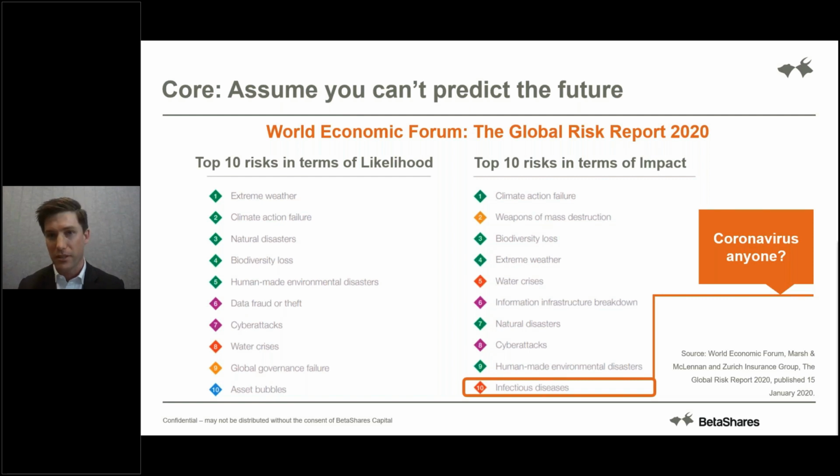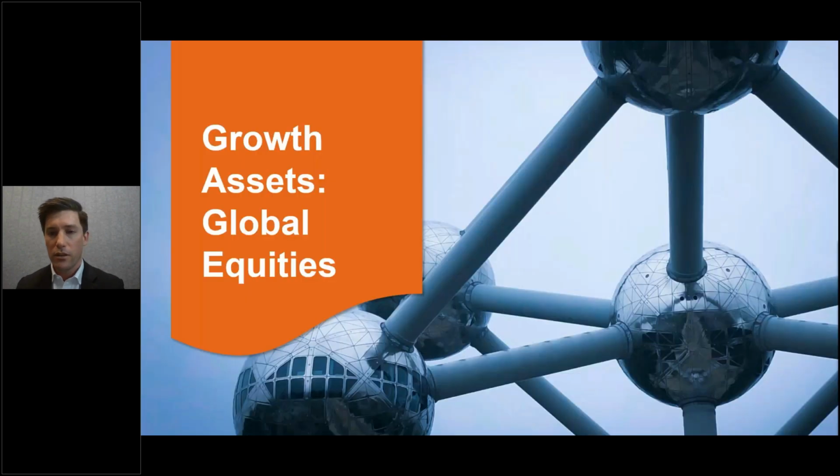What this obviously highlights is how poor we are as humans at forecasting the future. And from an investment perspective, timing the market is really difficult. If I'm applying that to thinking about our core, you should have a strategic asset allocation which assumes that you don't have a crystal ball, that you can't predict the future.